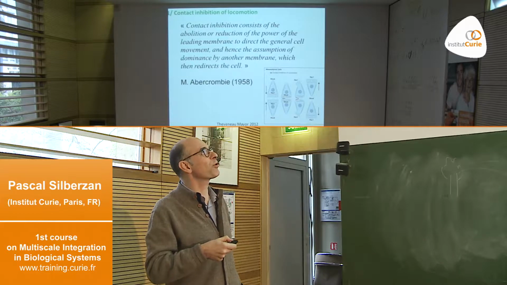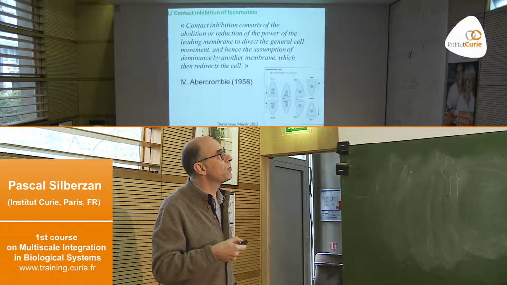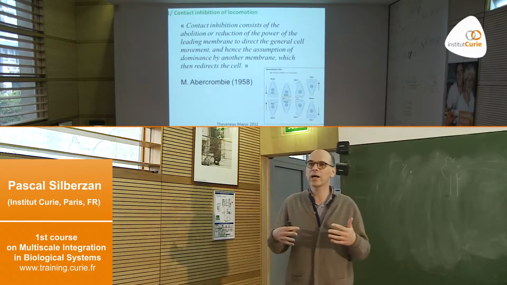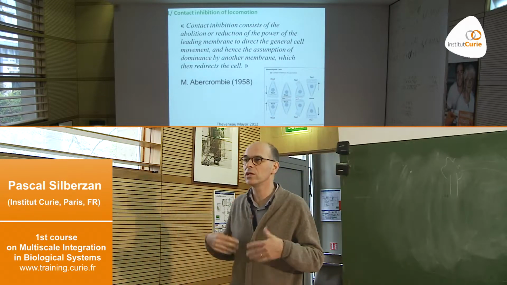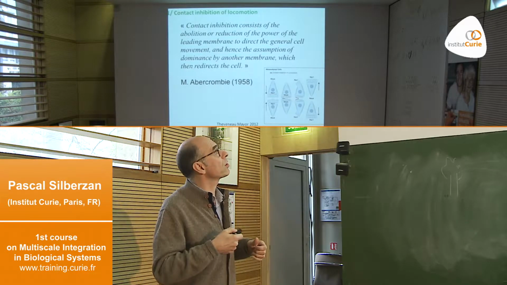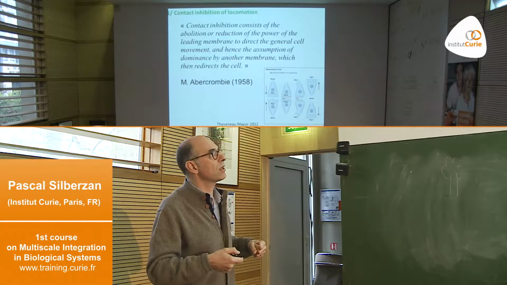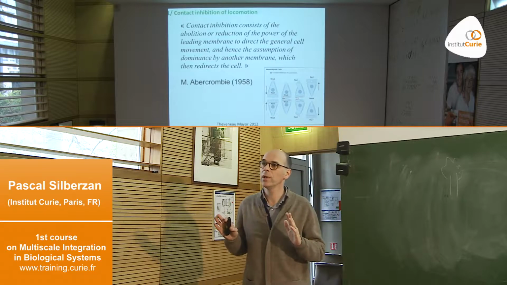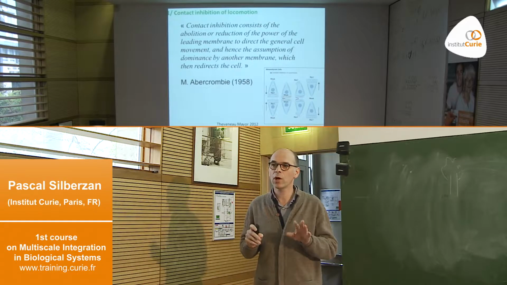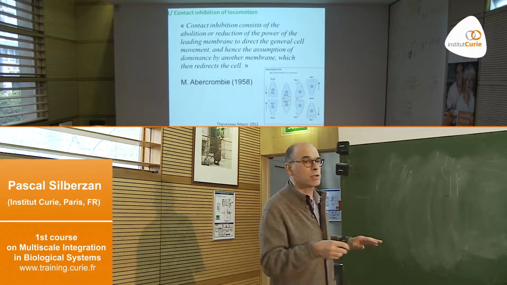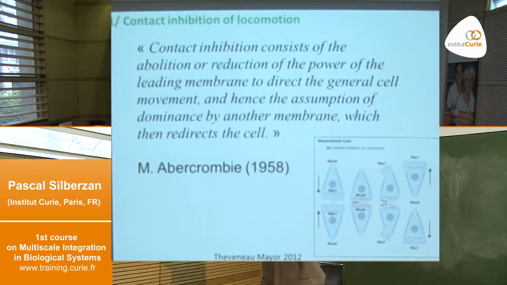This is not that long ago, but already in the 50s, 60s, Michael Abercrombie really formalized that and used this term of contact inhibition of locomotion. That contact then redirects the cell in another direction. So this is sort of well known. However, if you look at a monolayer, where all cells are packed one with the other, they all interact together, so they don't have any space where they can redirect.